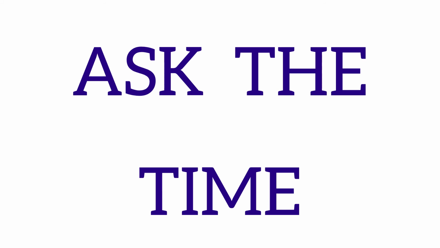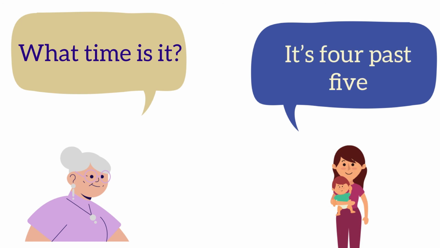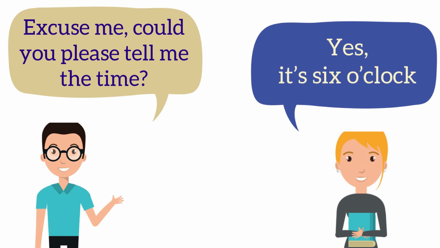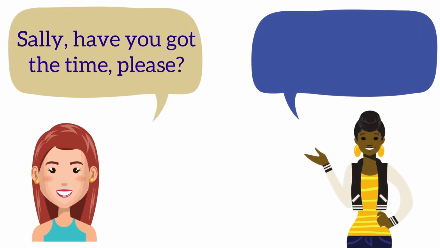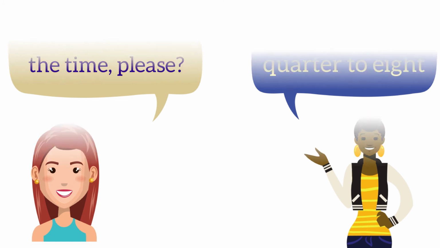Excellent. Now let's see how we can ask for the time. What time is it? It's 4 past 5. Excuse me, could you please tell me the time? Yes, it's 6 o'clock. Sally, have you got the time, please? Yes, it's 7:45. Well done.